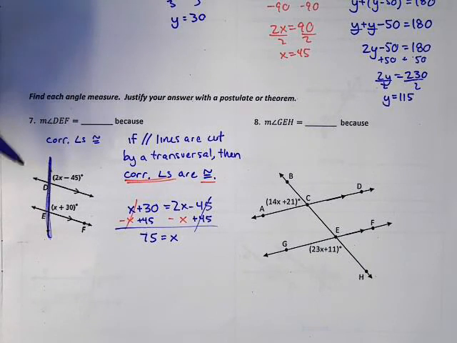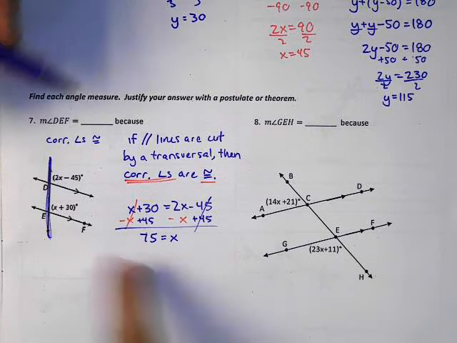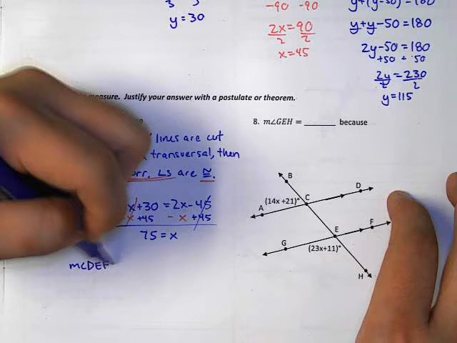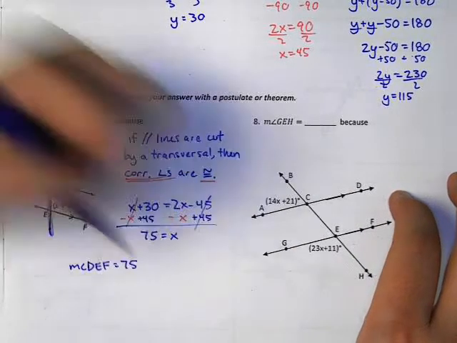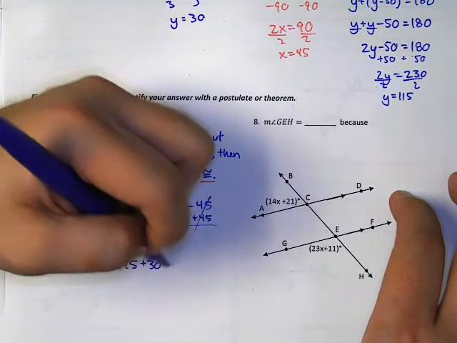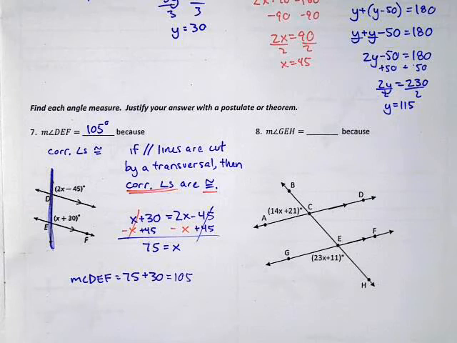All right. Now again, we don't want the variable x. We want the measure of DEF, so I need you to plug it in. Measure of DEF equals 75 plus 30, and that's 105, and so we would be done now.